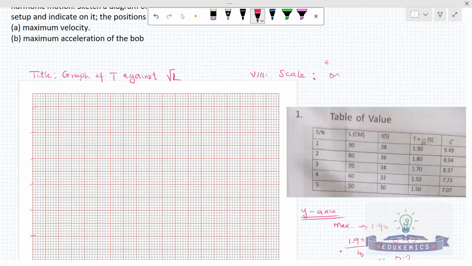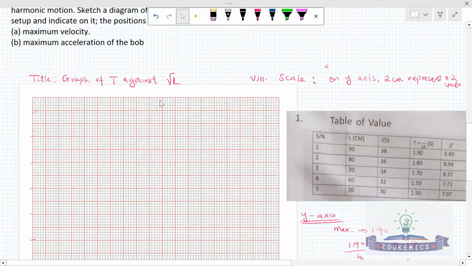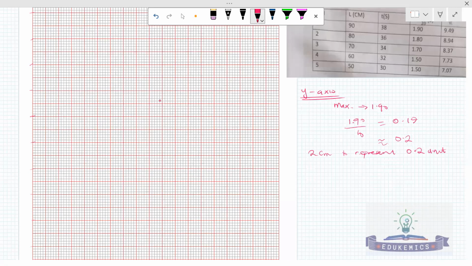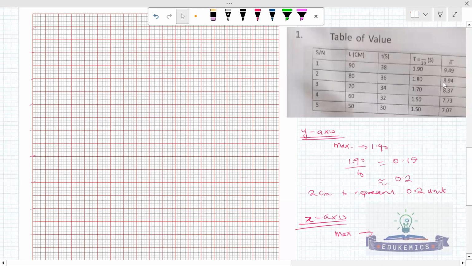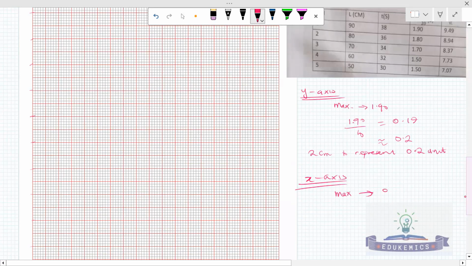So I'm coming here, on the y-axis, 2 centimeter represents 0.2 units. Then let's go to the x-axis, which is the horizontal axis, where we have the square root of L. So let's look at the maximum value there. The maximum value is 9.49.